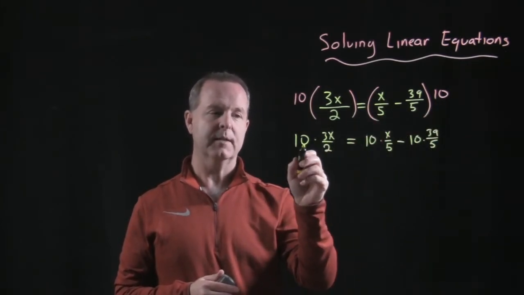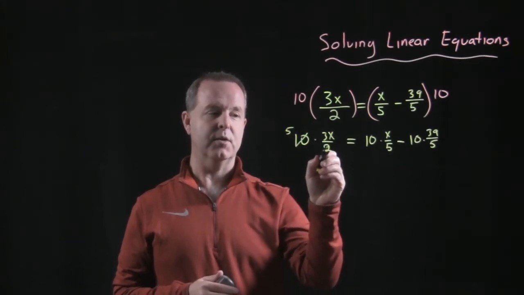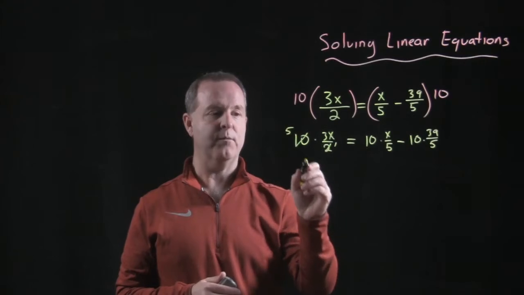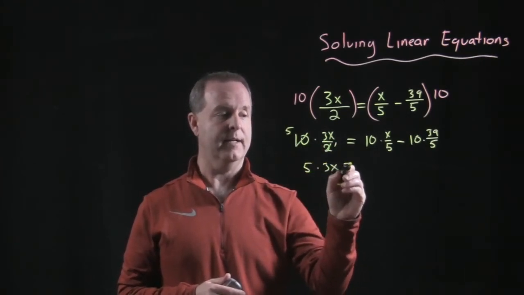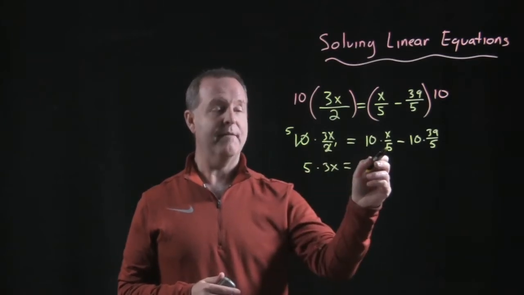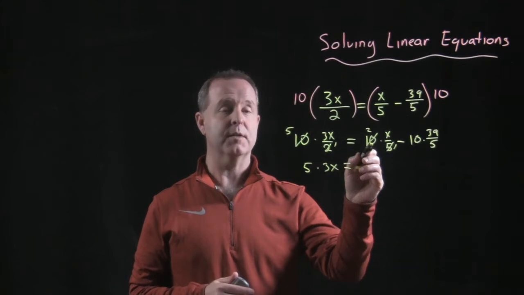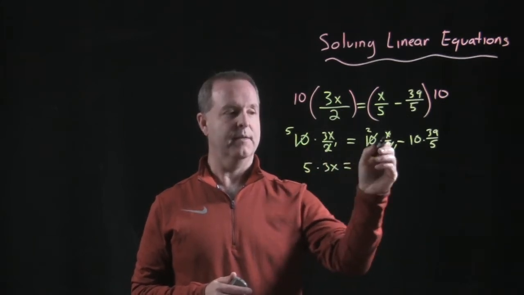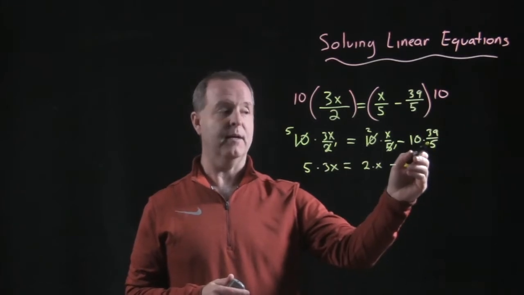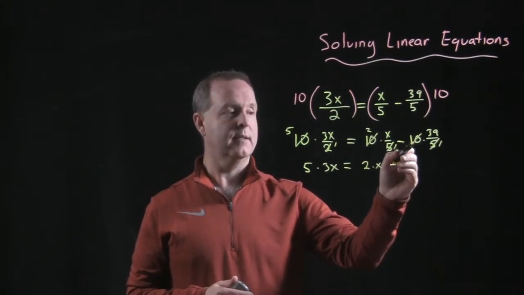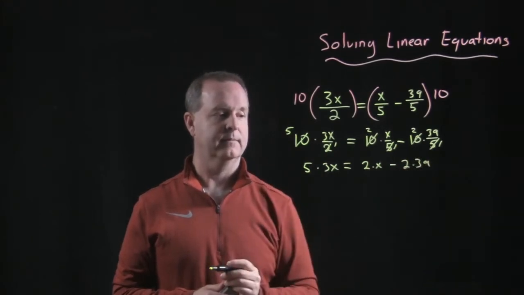Multiplying these first terms, 2 goes into 10 5 times, 2 goes into 2 1 time. So I'm left with 5 times 3x on this side. 5 goes into 5 1 time, 5 goes into 10 2 times. Then I'm left with 2 times x. Minus, same thing here. 5 goes into 5 once, 5 goes into 10 twice. Left with 2 times 39.